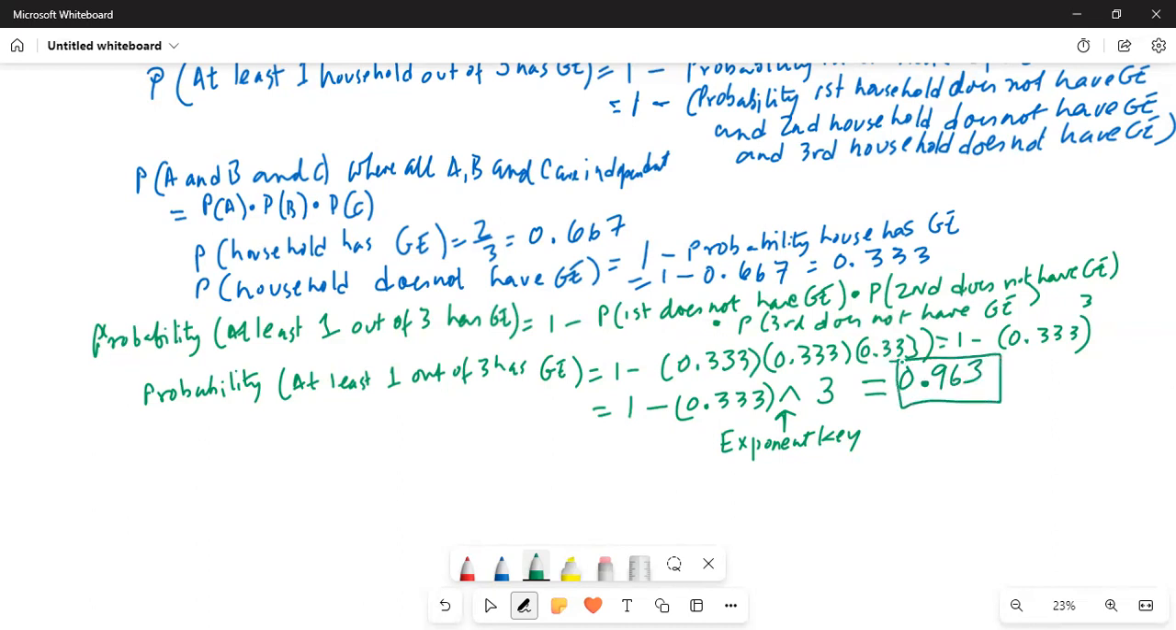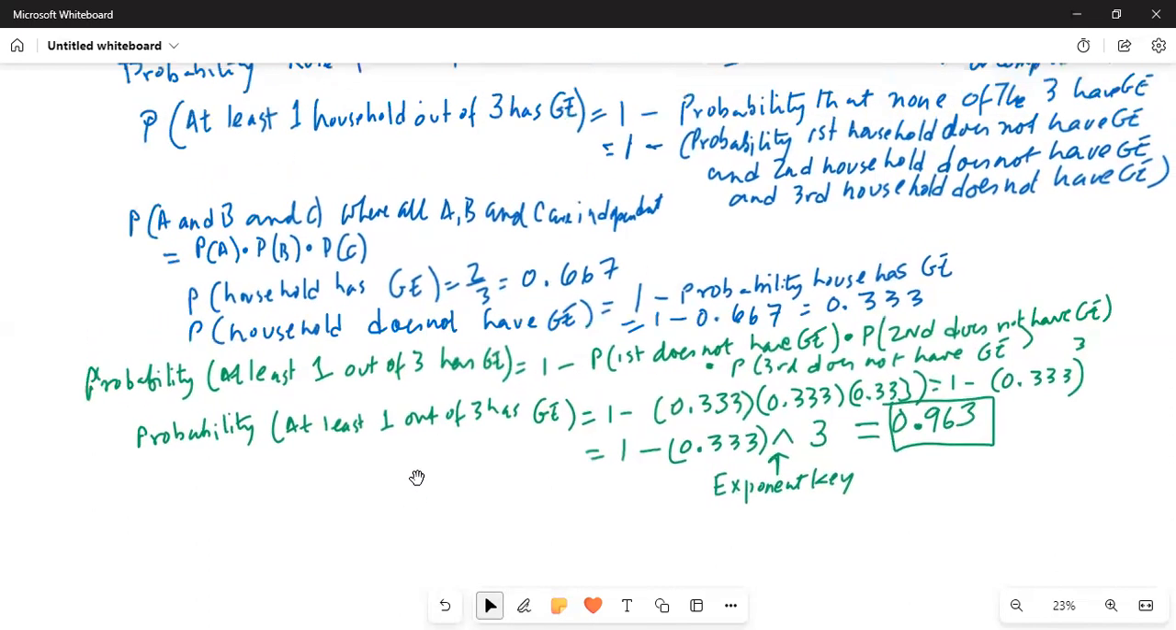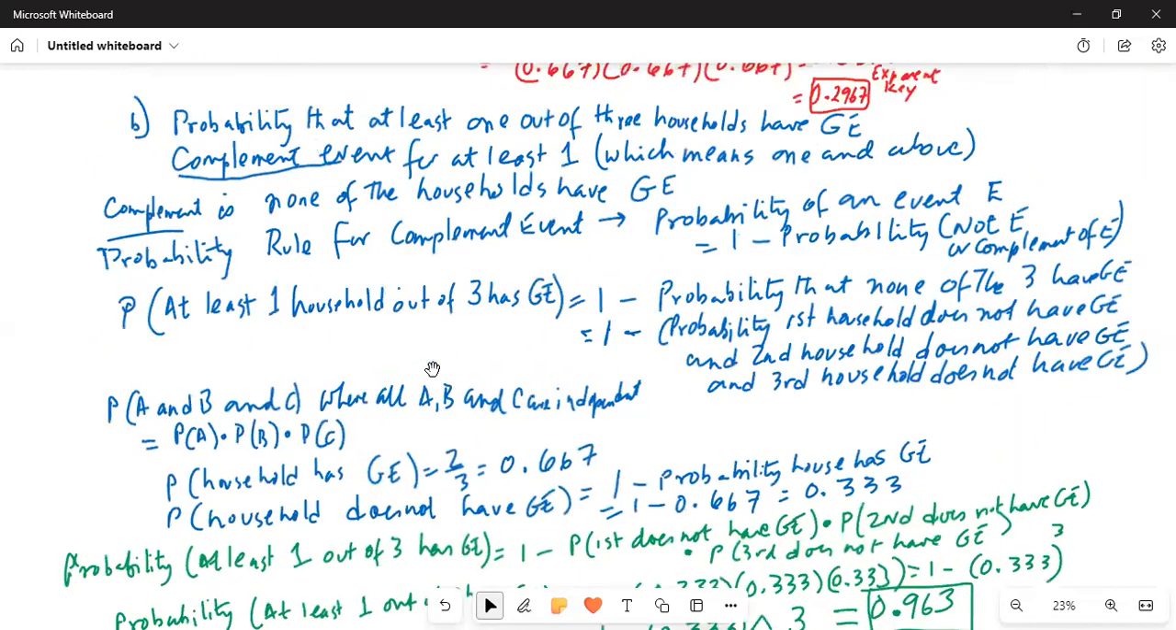So let me summarize just quickly what I did in part B. I have to find out what is the probability that at least one of the 3 households have GE. So we have to think about the complement event for at least one. At least one means 1 or greater. The complement of that is none of the 3 households have GE. So here we apply the probability rule for complement event. Probability of an event E is equal to 1 minus probability not E, or complement of E.